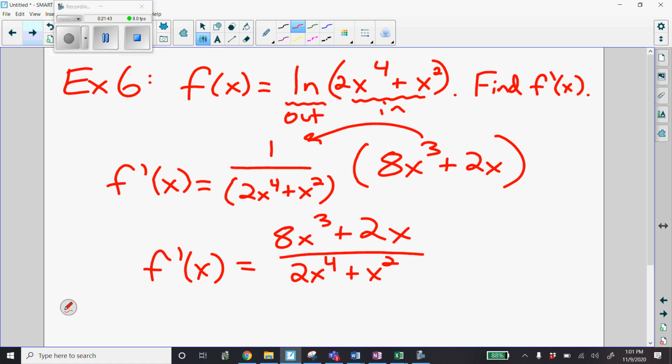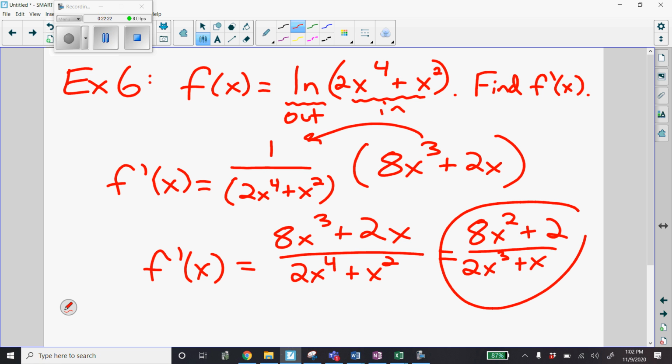Now you may be asking, can we simplify this further? The answer is yes. Take a look at the coefficients, 8, 2, 2, and 1. So I can't simplify coefficients because they're not all divisible, right? Whenever there's a 1, you're not going to be able to. But I do see an x cubed, an x to the fourth, and an x squared. All four of these terms have an x in them, so I can divide one x out of each one. I can call this 8x squared plus 2 over 2x cubed plus x. There's my final answer there.